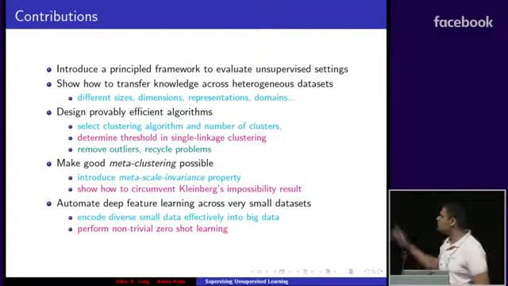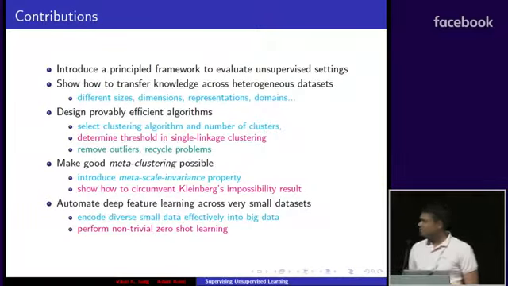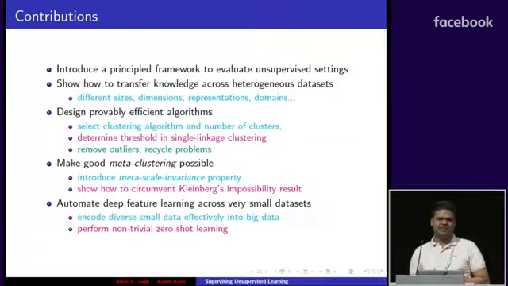So these are the main contributions of our work. First of all, we provide a principled unsupervised framework within which you can evaluate the unsupervised settings. This removes the subjectivity inherent in unsupervised learning. We also show how you could transfer knowledge across multiple data sets. These data sets could come from different domains. They may have different dimensionality and all those things.